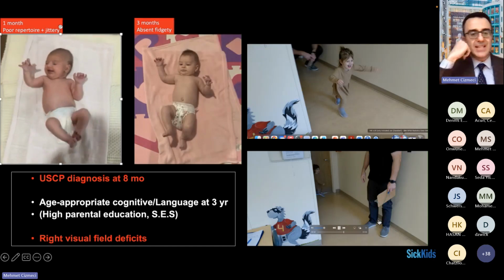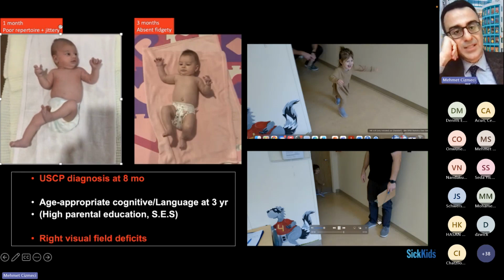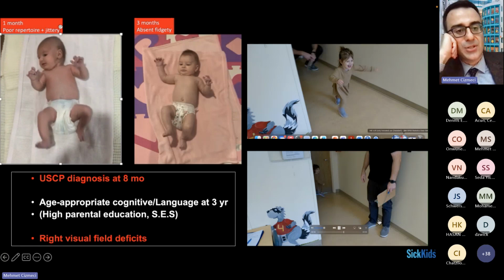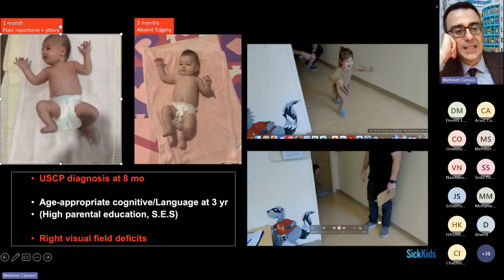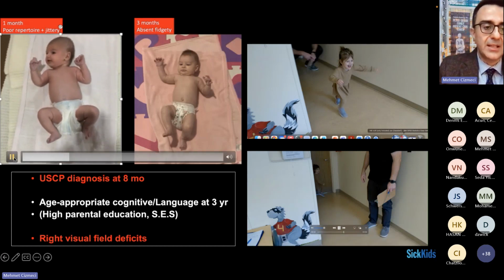So the GM assessment of this baby showed poor repertoire, which is one of the abnormal patterns that we see commonly in babies who present with stroke. You can see the jittery movements of this baby, mostly on the left side, and the baby was presenting with a poor repertoire pattern, which seems to be concerning.